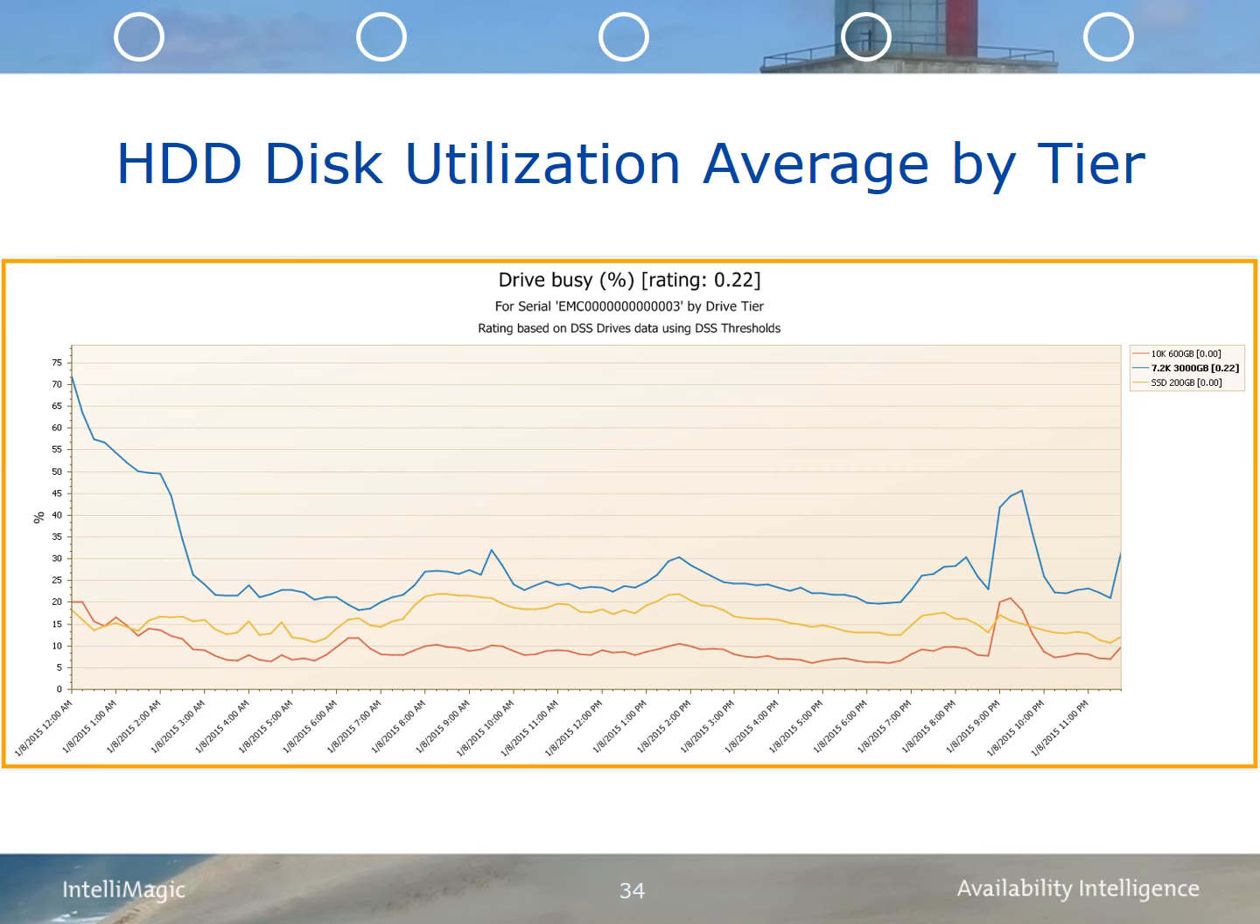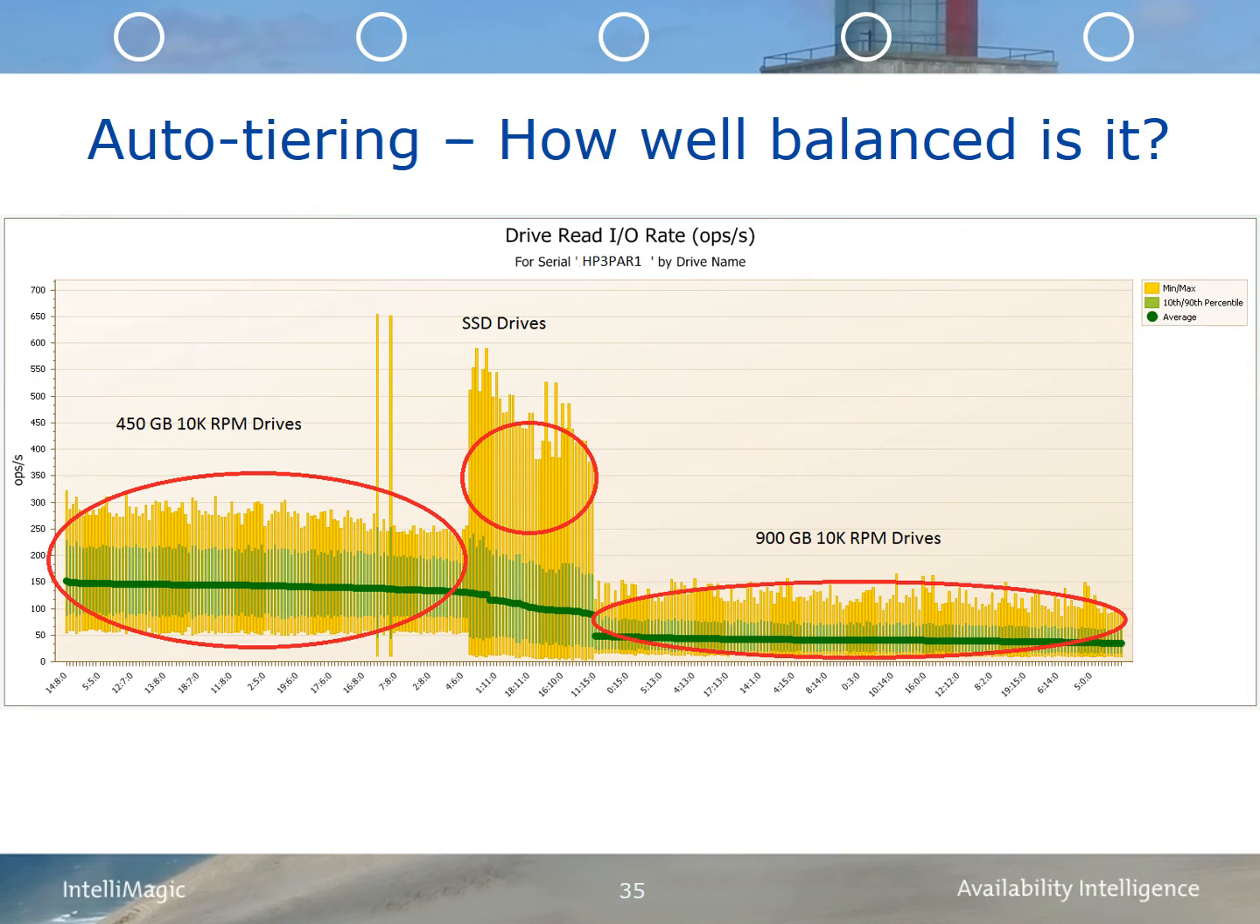So if that's important to you, if it's during a time period that you care, then it might be something where we need to look at the way that the auto tiering is set up or add additional drives for that tier. In this case, we look at how well the I/O is balanced across the different drives.